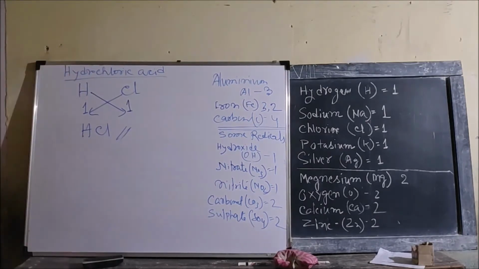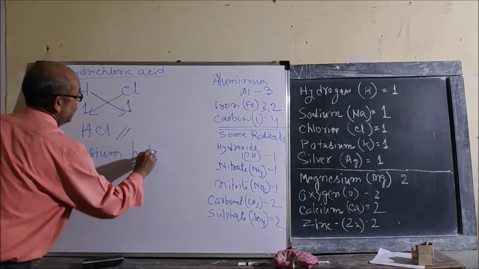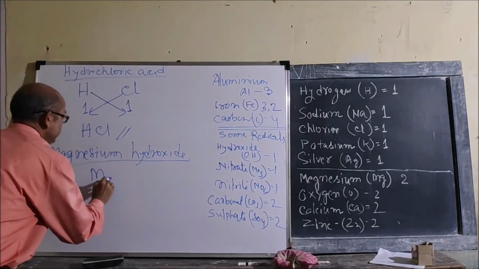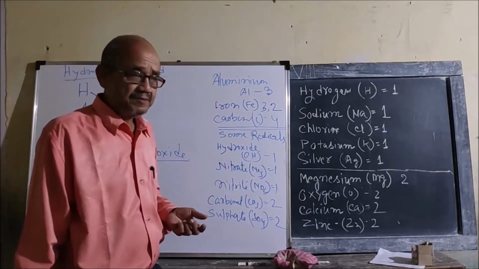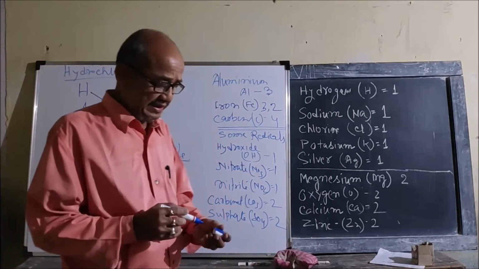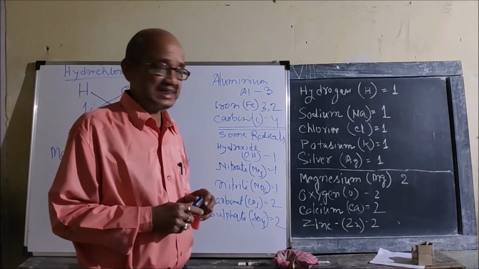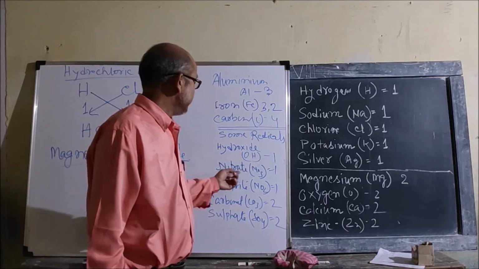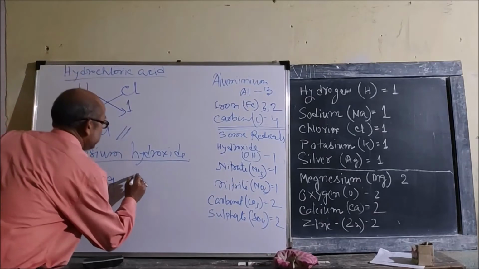Now the next one, magnesium hydroxide. Hydroxide is a radical. Now, what are radicals? Radicals are a compound which acts like a single element in a chemical reaction. Though it is a compound, it acts like a single element, like hydrogen, like chlorine. Nitrate is also a radical. So we put here magnesium and hydroxide.